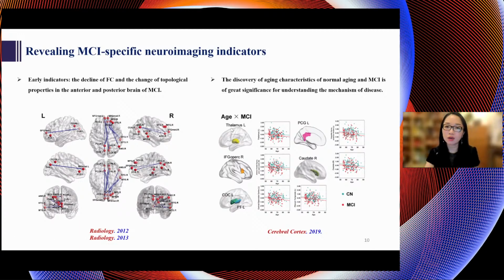And in another study, we studied how age interacts with MCI. We all know age is a risk factor for AD. We found significant gray matter atrophy in the left thalamus area and the posterior cingulate gyrus, and also in the right inferior frontal gyrus, the right caudate area, and the central occipital cortex. They all have a significant decrease in gray matter volume.